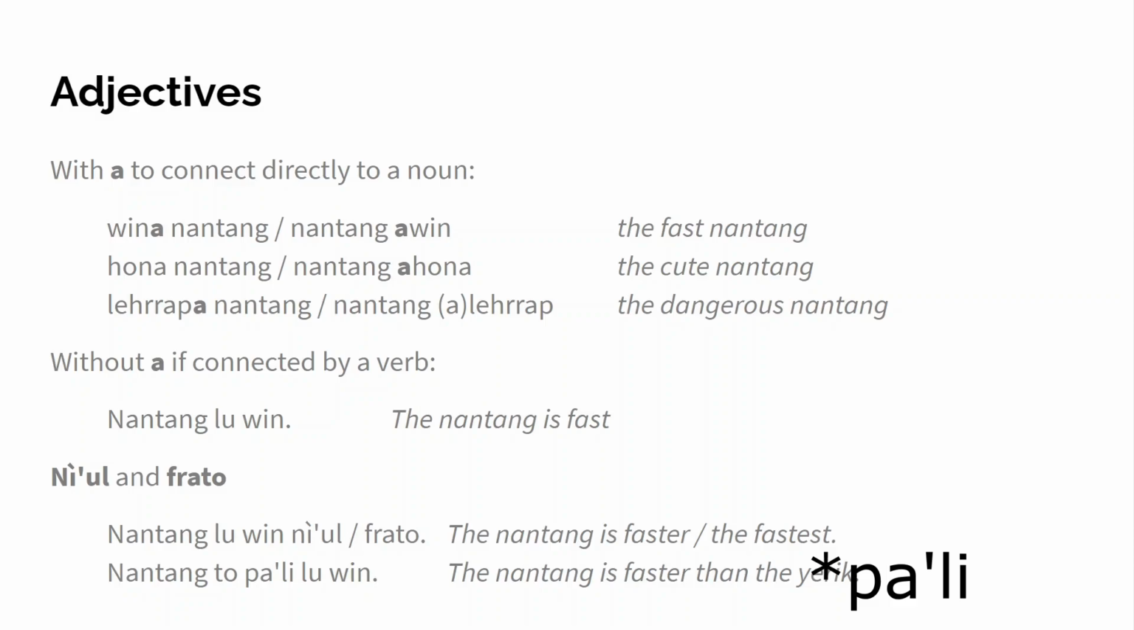We can use do to compare things to each other. Nantang, do pali luwin. The Nantang, in comparison to the pali, is fast. So the Nantang is faster than the Yerik. Remember that we don't use ne'ul here, even though we have faster in the English sentence. You can learn about this in part 4.